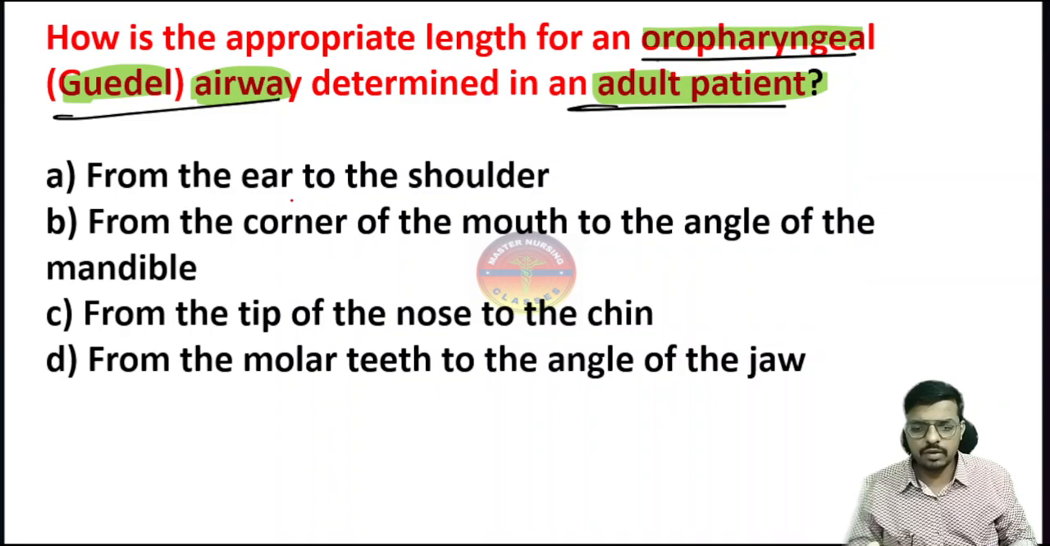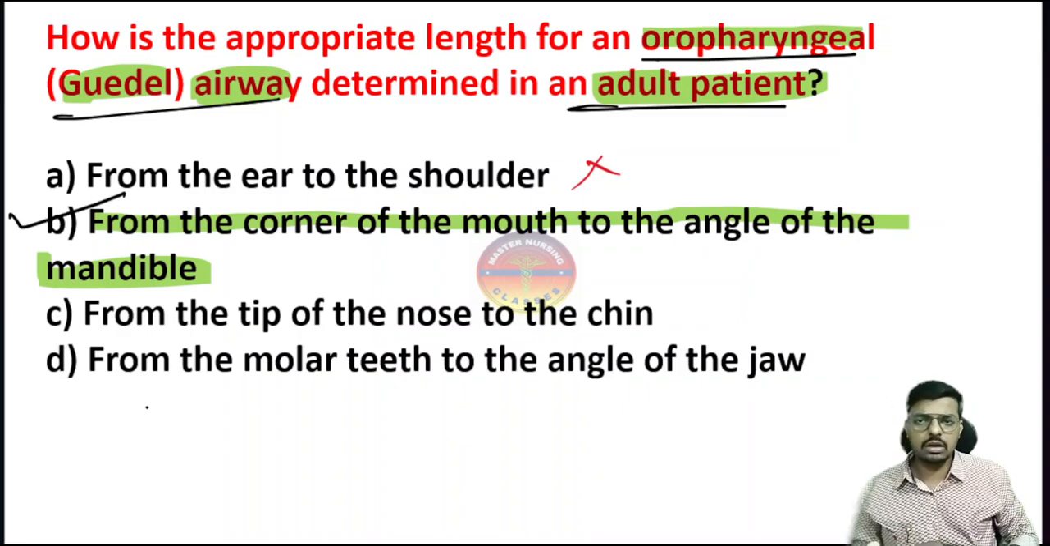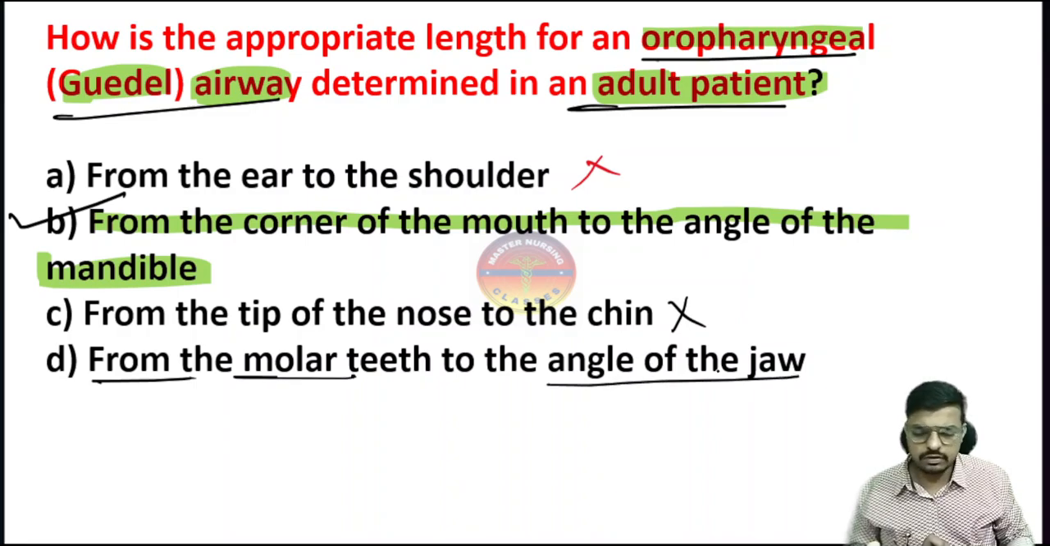Option A is telling from the ear to the shoulder. No, this is not a technique, we are not using this one. Option B, from the corner of the mouth to the angle of the mandible. Yes, this is the proper, important technique to measure the length of the oropharyngeal airway. Option C is telling from the tip of the nose to the chin. It's not a good technique. Then comes option D, from the molar to the angle of the jaw.